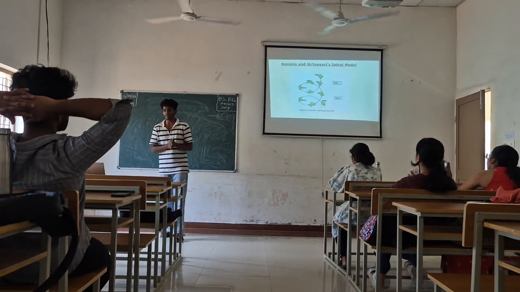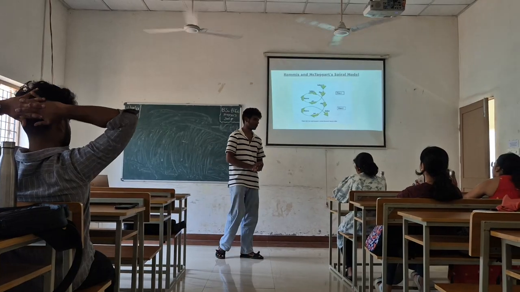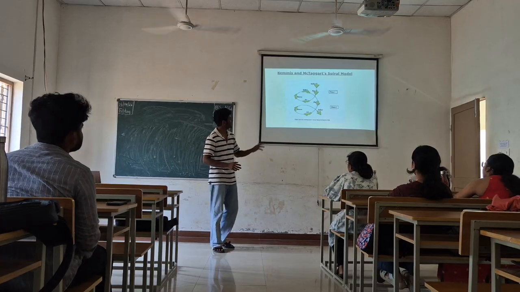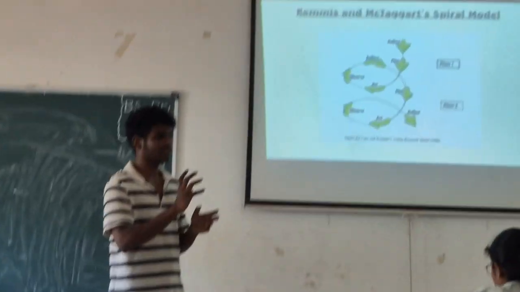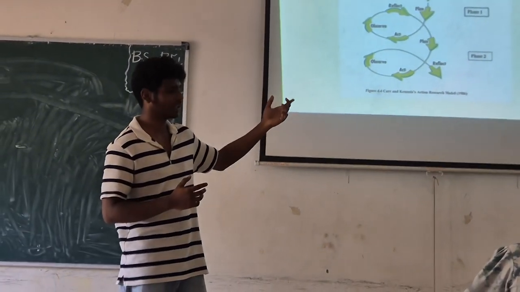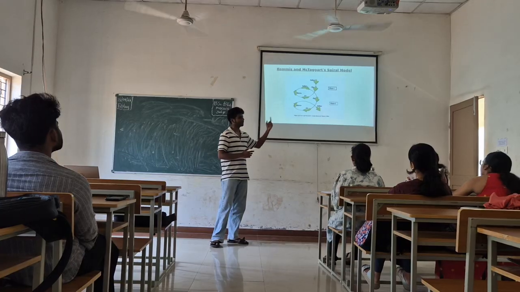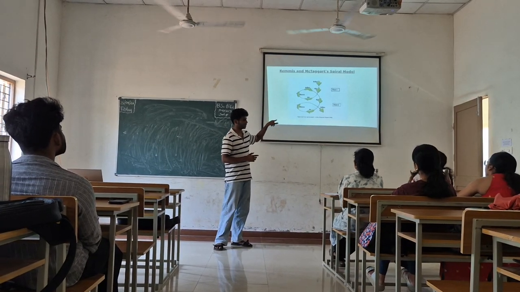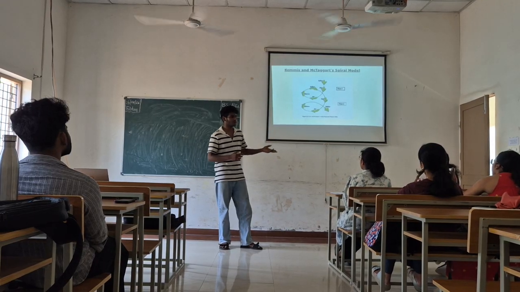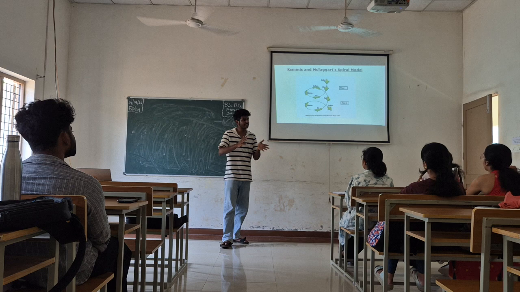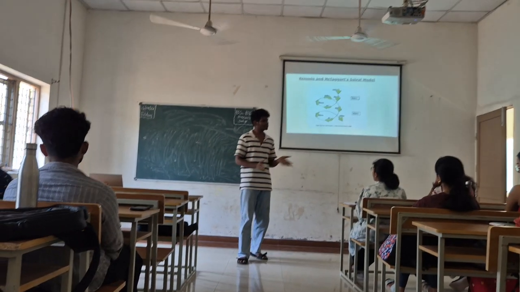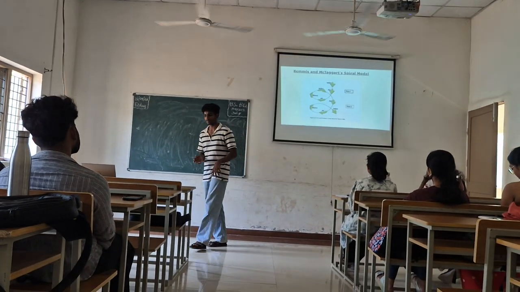The next one is Kemmis and McTaggart's spiral model. This is similar to what we have done, right? The steps are similar, but the appearance is different. Here we have to reflect, in the sense that while teaching we may encounter a problem, right? That is represented here as reflect. On that reflection we have to make a plan. Then observe, reflect. This is phase 1. What is phase 2? Just like previously explained, it is a continuous process. The problem may not be solved the first time, so we have to continue in another phase.